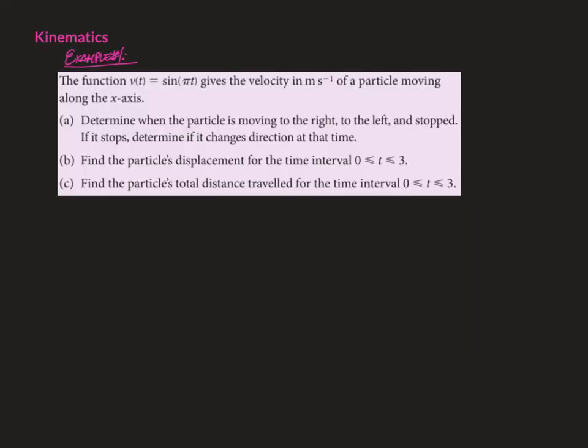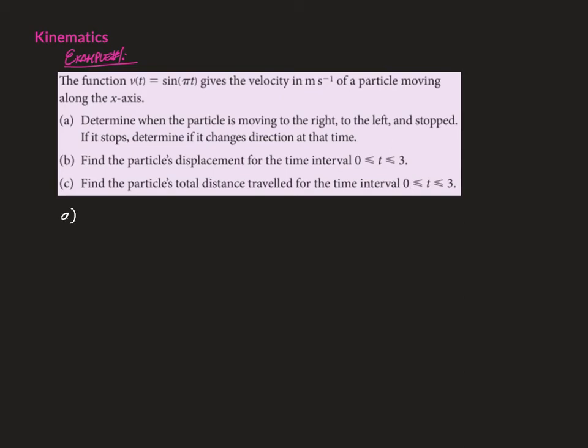For our first example, we have a function v of t given by sine of pi t, which is the velocity in meters per second of a particle moving along the x-axis. We have three small tasks. The first one, A, is to determine when the particle is moving to the right or to the left and stopped, and if it stops, determine if it changes direction at that time. And then B, find the particle's displacement over this interval, and then C, find the particle's total distance traveled for the interval 0 to 3. So let's begin with A.